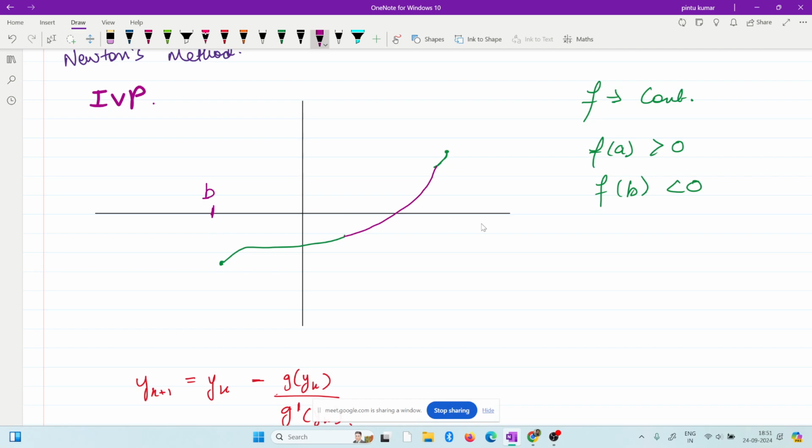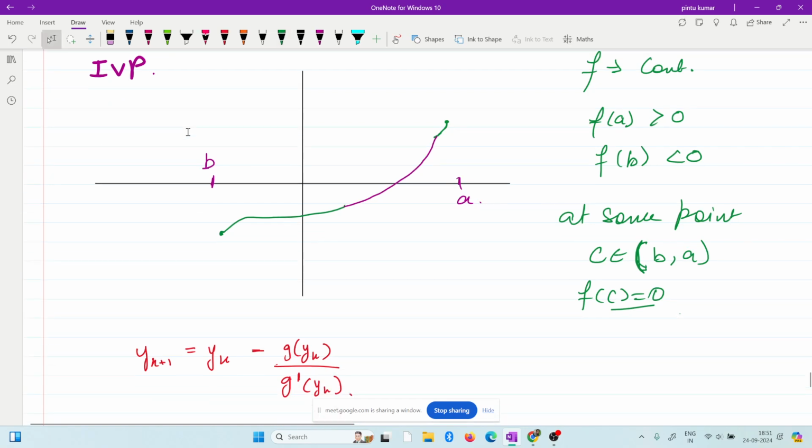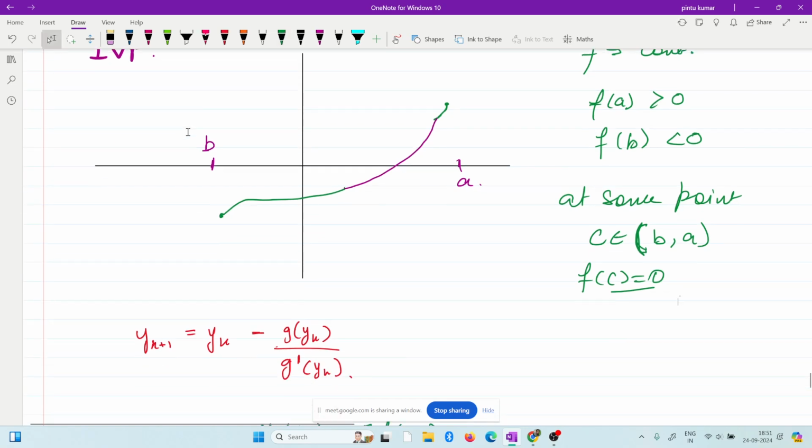So this is b, let's say this is a, right? At some point c belonging to the set b comma a, f of c is equal to 0. So this is the condition that at some point in this interval, your function will for sure take the value 0.